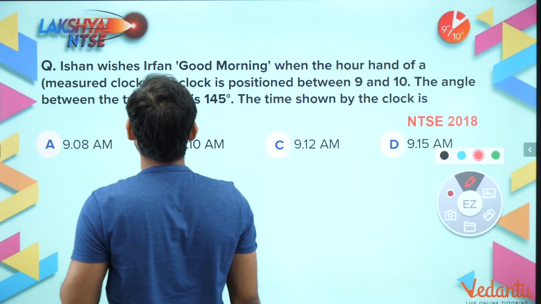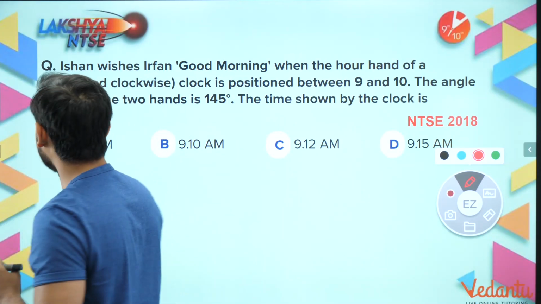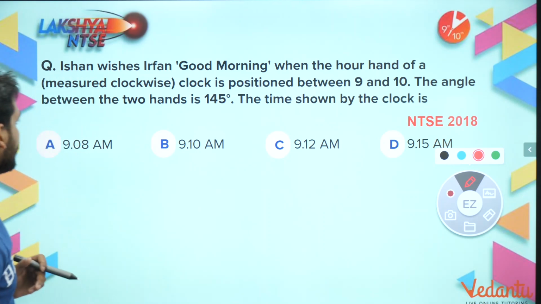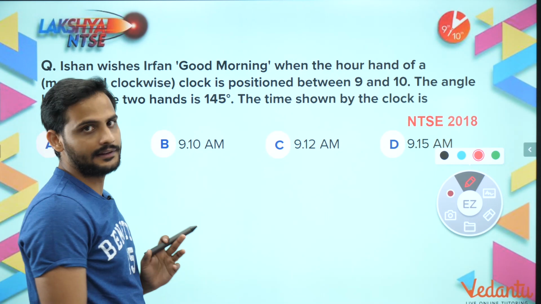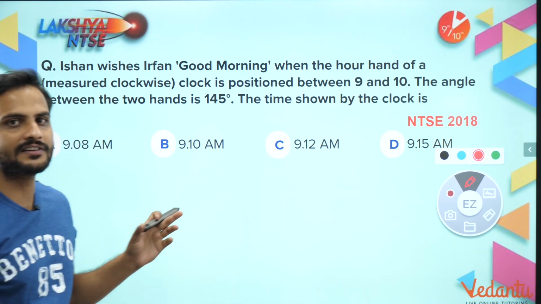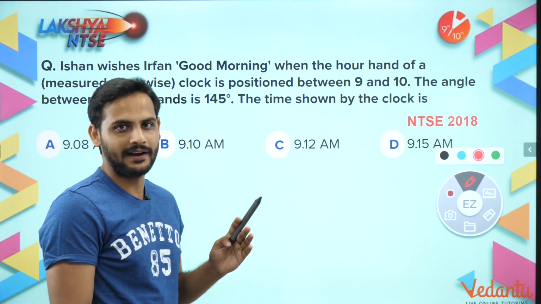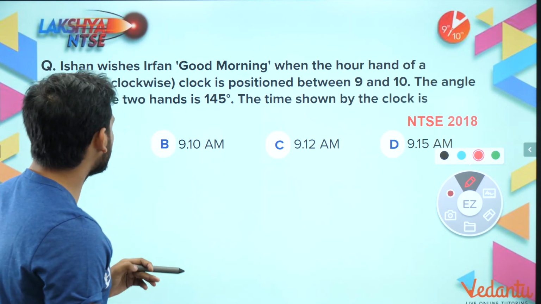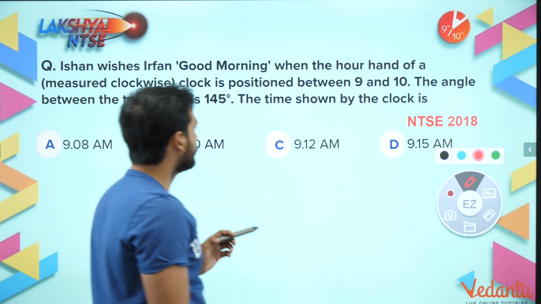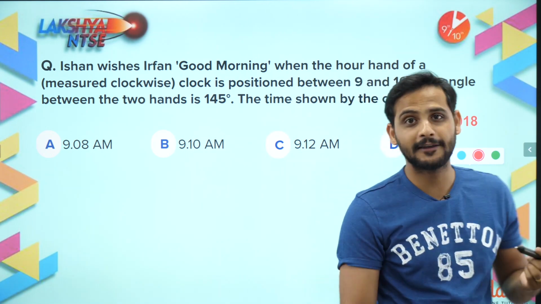Ishan wishes Irfan good morning when the hour hand of a clock is positioned between 9 and 10. Hour hand is between 9 and 10, that means time is 9 something, right? The angle between the two hands is 145. What is the time shown by the clock?